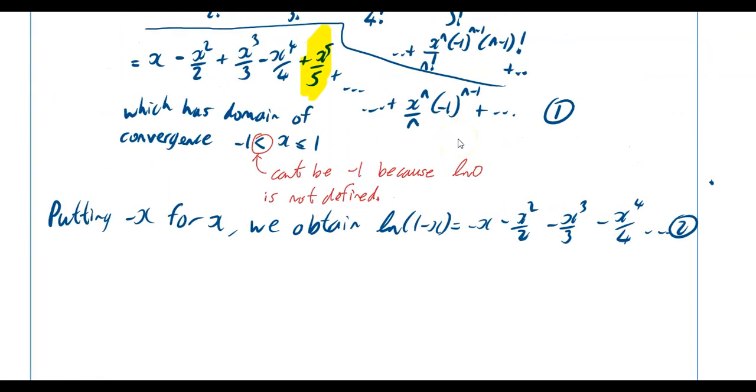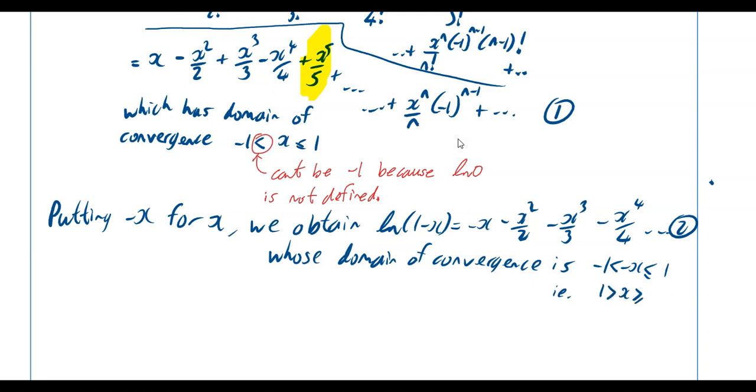And in this one, whose domain of convergence is slightly different than the last one, it's minus 1 is less than minus x is less than or equal to 1. That becomes 1 is greater than x is greater than or equal to minus 1. Or you can write that as minus 1 is less than or equal to x is less than 1. There's other ways of looking at that as well, but whatever way you look at it, that's what you should get as your domain of convergence.